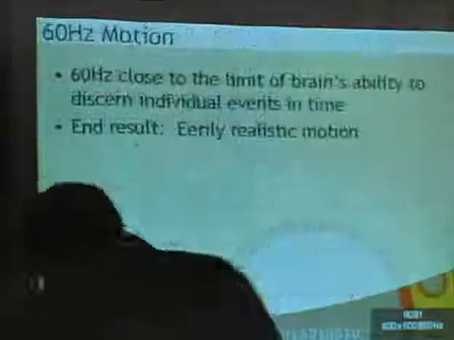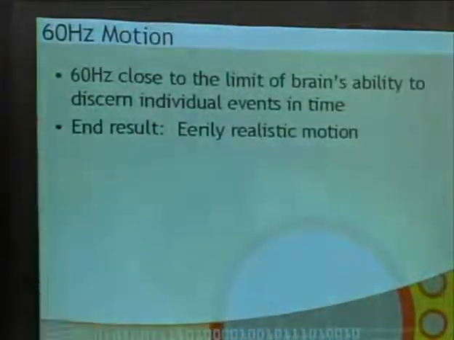So anyway, that's that example. 60 Hertz motion, as you just saw, is very close to the limit of the brain's ability to actually discern individual events in time. So it's eerily realistic. Again, if you can avoid the rebuffering issues, because that pretty much kills the illusion.